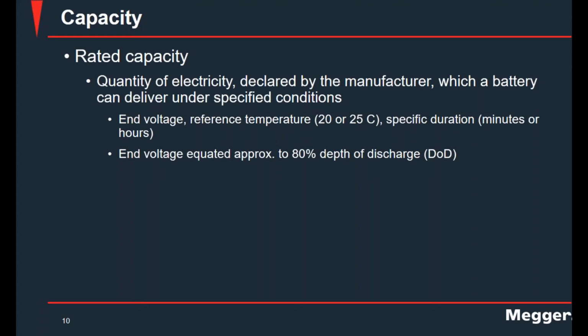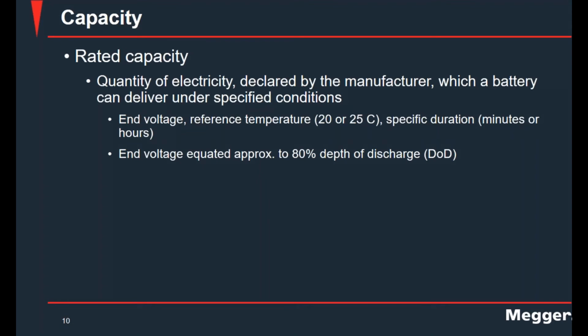So again, the nominal capacity was indicated for 8 hours, and one nameplate was showing us some temperature. The same concept is used to define the rated capacity. You need to define the rated capacity to an end voltage, a reference temperature, and a specific duration. And usually that end voltage is basically the end of discharge. So that is an important piece of information for a load test.